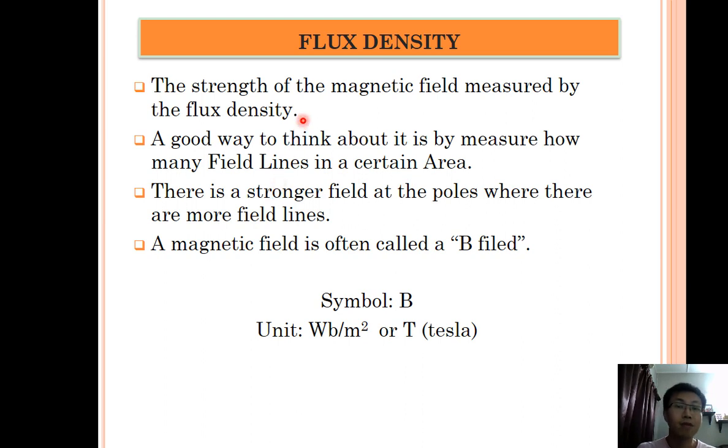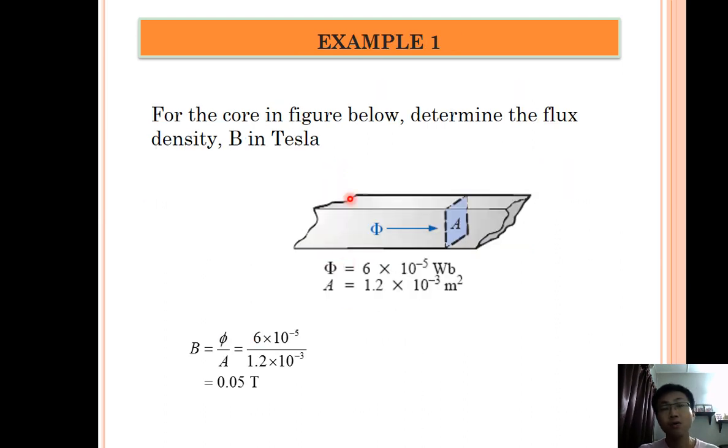The strength of the magnetic field is measured by flux. A good way to think about it is to measure how many field lines are in a certain area. By using the flux density, there is a stronger field at the pole where there are more field lines. A magnetic field is often called by the symbol B. For B, usually we use Tesla instead of Weber per meter square. Okay, let's go to the example.